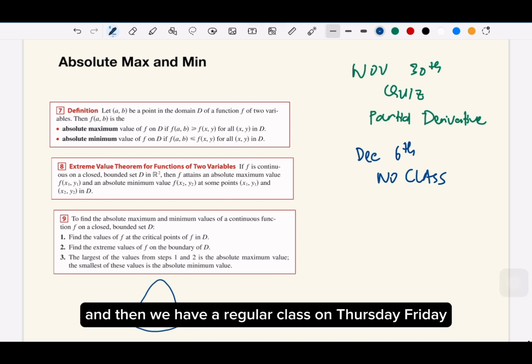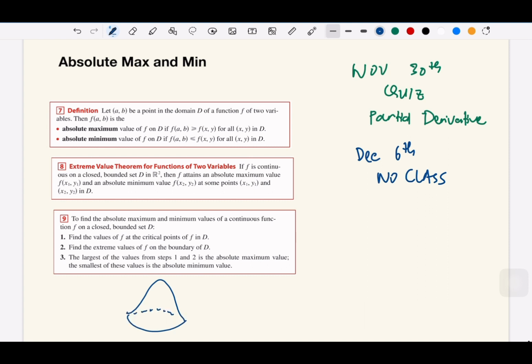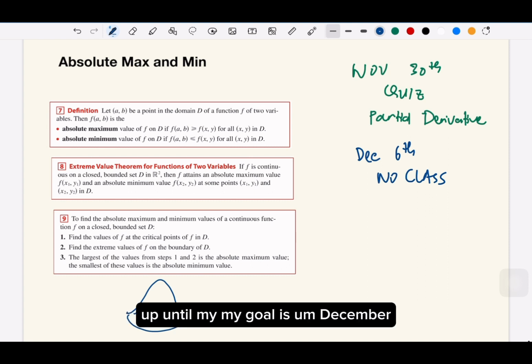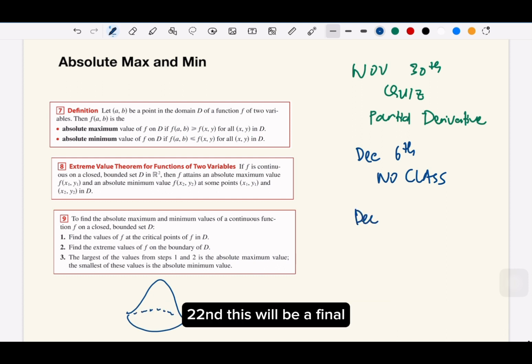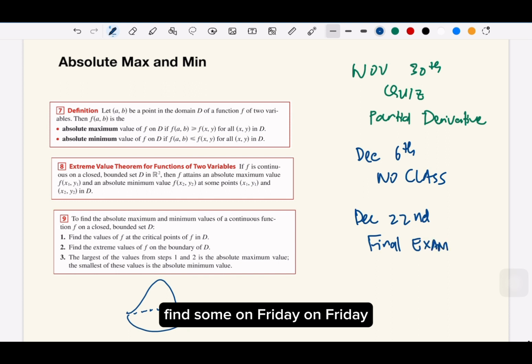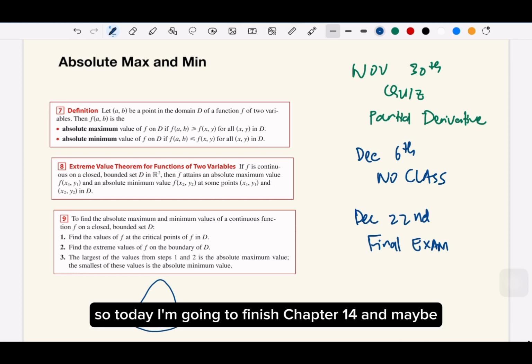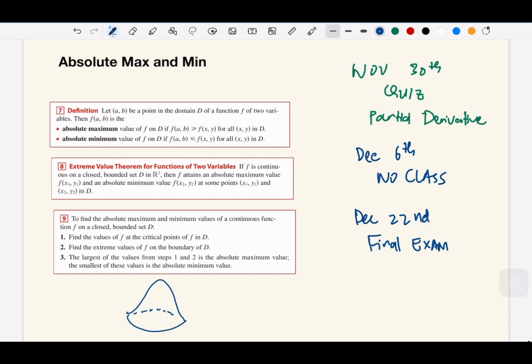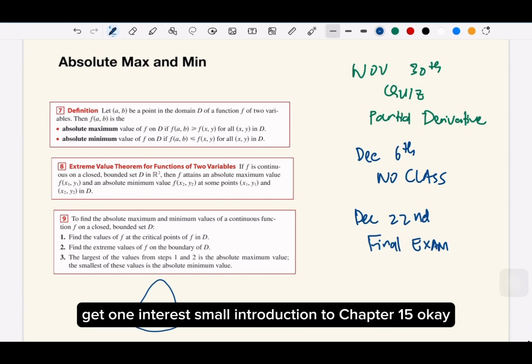And then we have regular class on Thursday and Friday, up until, my goal is December 22nd. This will be the final exam on Friday. Hopefully we can finish chapter 15. So today I'm going to finish chapter 14 and maybe give a small introduction to chapter 15.